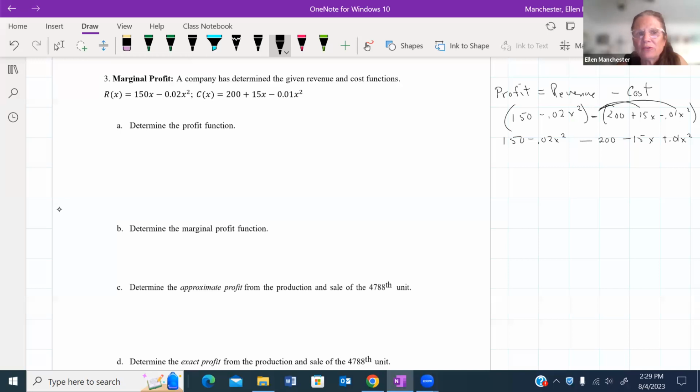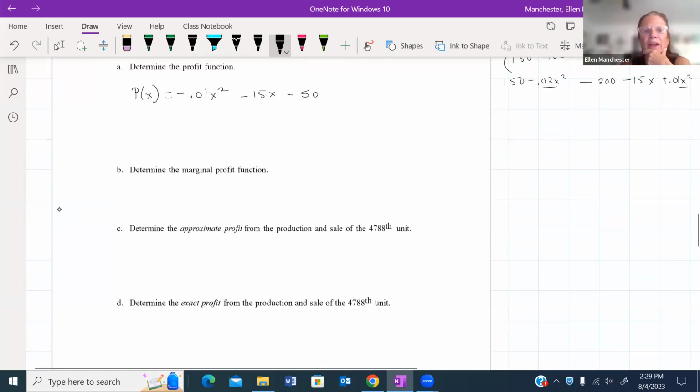All right, so I'm going to put this in descending order. So I have the profit function. So negative 0.02 x squared plus 0.01 x squared is a negative 0.01 x squared. Okay, so these are done. And then 15x is next. And then 150 minus 200 is a negative 50. There's my profit function. Okay, that's your profit function. So sometimes you have to find the profit. It's revenue minus cost.